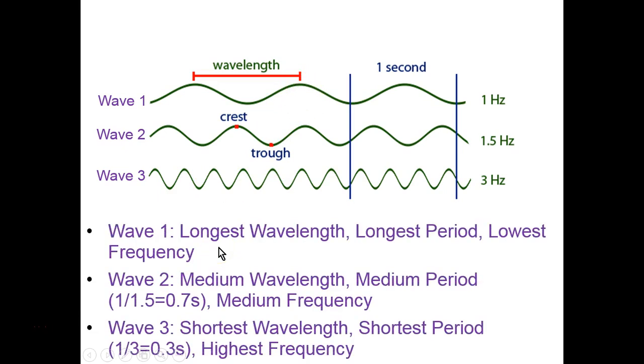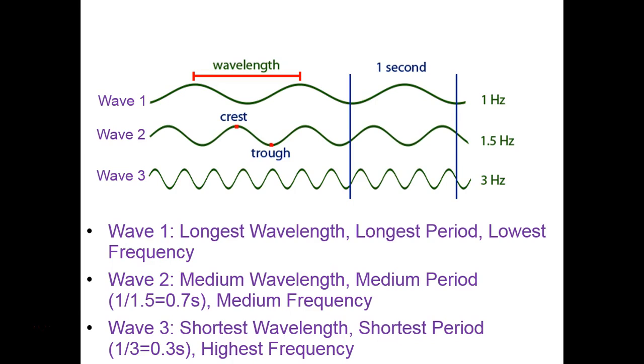Okay, so wave 1 has the longest wavelength, and it also has the longest period, and it has the lowest frequency. Okay, so that means it takes longer, right, for one wave to get to where the previous wave was. And it also means that the waves are less frequent.